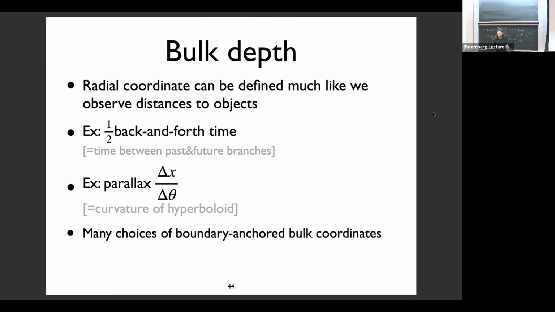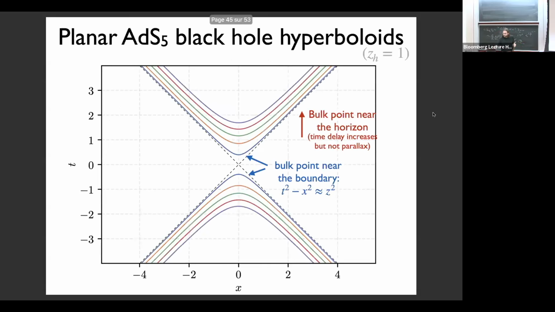We can do various ways. So you can see that you can parameterize bulk points in various ways, in terms of a coordinate system like the shooting angles and position that you shoot. You can get a lot of boundary coordinates in the bulk that are anchored at the boundary. How do you read off the geometry?